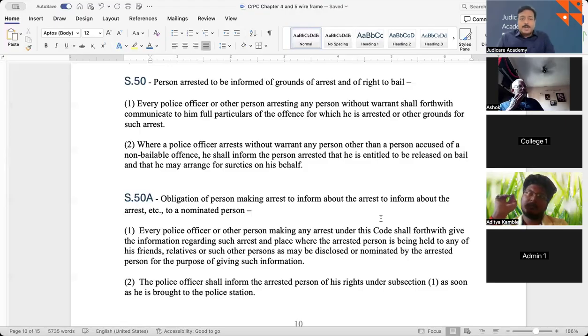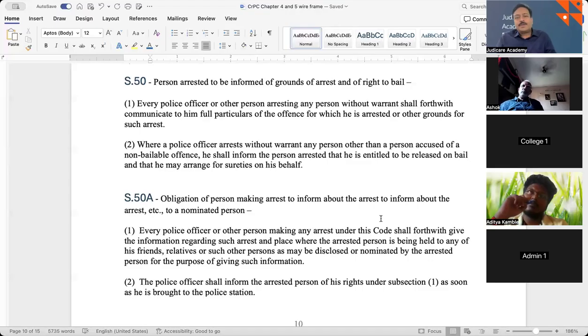While Section 50A talks about the obligation of the person making the arrest to inform about the arrest to a nominated person. Now, the first one, Section 50, is talking about the arrest of the person and informing him, letting him arrange for his own release, letting him arrange his surety, letting him contest his bail application, letting him know what exactly has happened, under which offenses he is arrested, and all the grounds of such arrest.